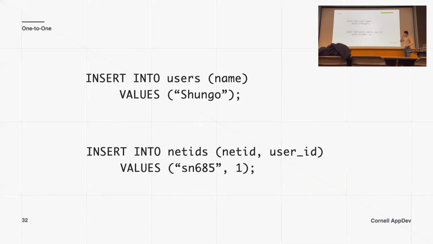So here's how we would insert data into this database. We have insert into users, and we would put my name in it, and then insert into netIDs. We have to specify the netID, and we have to specify the user ID that it's associated to. So that would be me. And since it's the first entry of the table, it'll have an ID of 1. Therefore, the user ID that's being passed in is also 1.